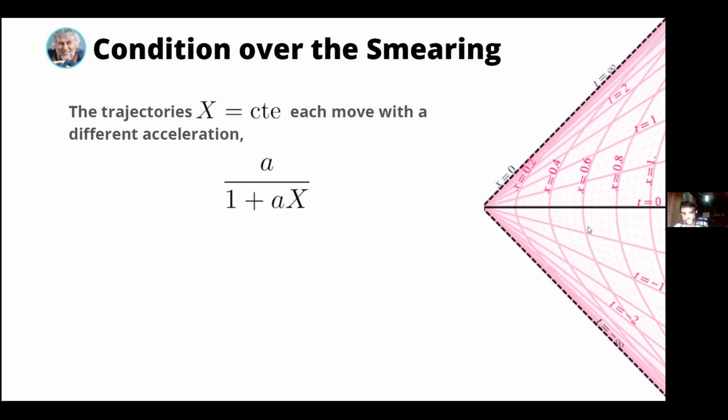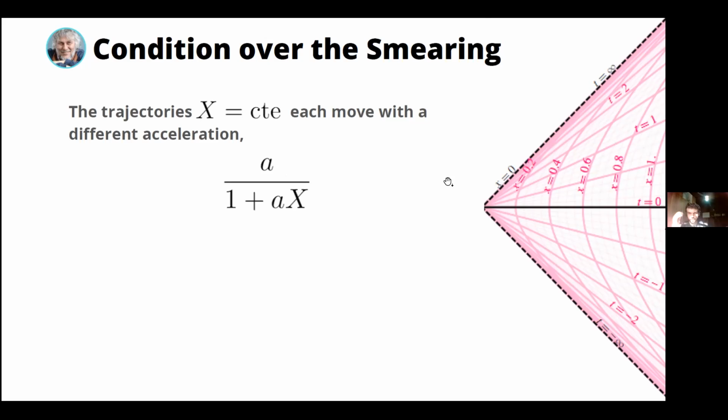To talk about this, let's do the following. Consider the trajectories that move with constant big X. So if the uniformly accelerated trajectory we are considering is, for example, this one, consider the other trajectory, which is, for example, here. This trajectory is not going to experience an acceleration of A. Its acceleration will actually be A divided by 1 plus AX. So it's a different acceleration for this trajectory.